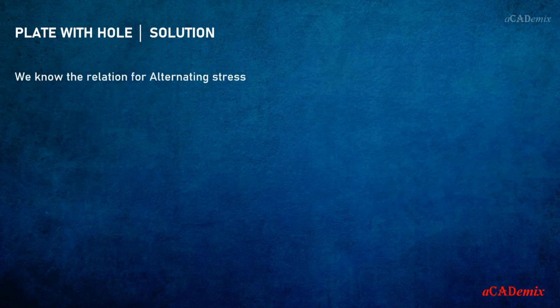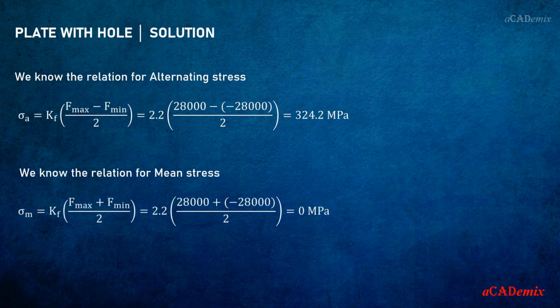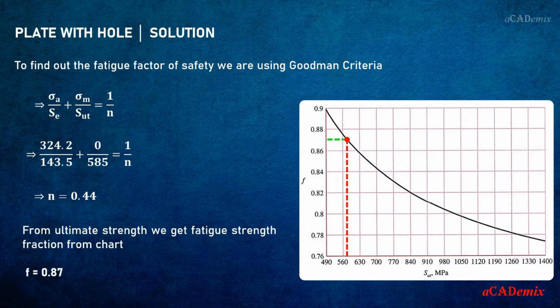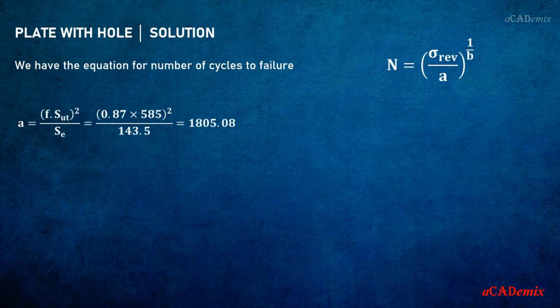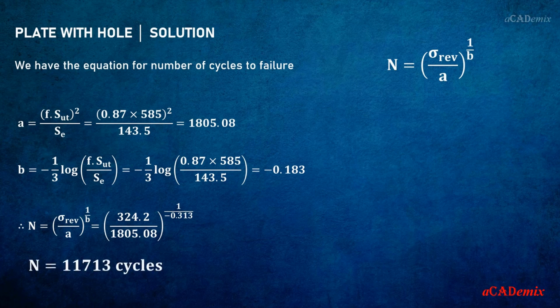We know the relation for alternating stress. Substituting the values in the relation gives the result. We know the relation for mean stress. Substituting the values in the relation gives the result. Using the Goodman criteria, we can find the value of factor of safety, which is obtained as n equal to 0.44. Also, fatigue strength fraction can be obtained from the chart. Substituting the obtained values of fatigue strength fraction and endurance limit, we can find the values of a and b. Substituting the values of a and b in the equation gives the number of cycles to failure.